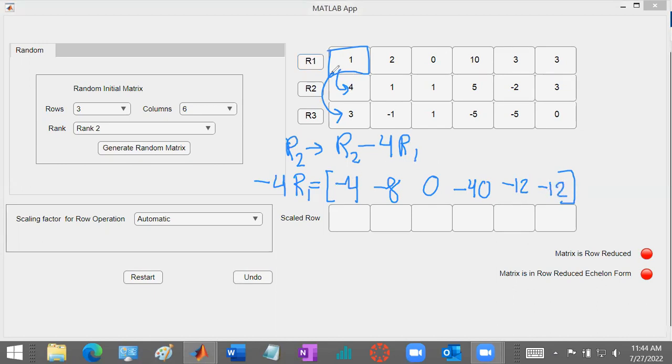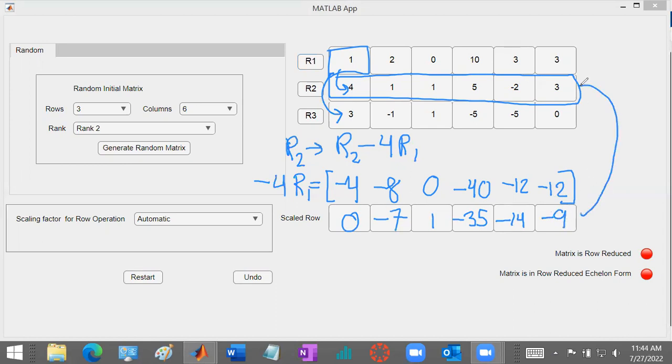So we're going to add that to this row here. So that's going to be 0. That's what we wanted, to turn this 4 into a 0. That's going to be negative 7. That's going to be 1. That's going to be negative 35. We're just adding negative 14 and negative 9. So this is what we should get for this row.